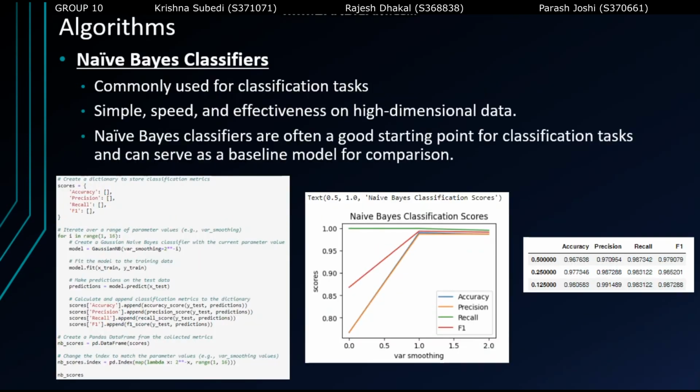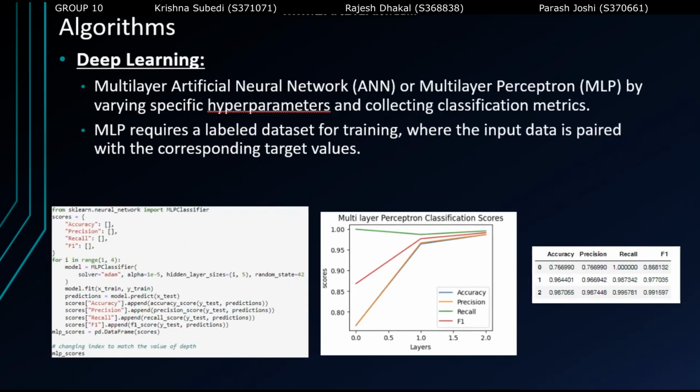The next one is the naive Bayes classifiers method, and it's commonly used for classification tasks. It is simple, fast, and effective on high-dimensional data. Naive Bayes classifiers are often a good starting point for classification tasks and can serve as a baseline model for comparison. In this project, we can see all the accuracy, precision, and recall of the naive Bayes classification scores. And thank you. Now my friend Krishna Subedi will continue with the rest of the slides.